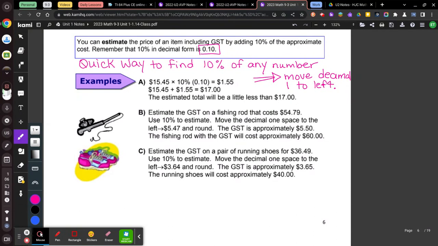So the quick way is to move your decimal to the left once. So if I wanted to estimate 10%, take a look at this. I've got 15.45. That's my number. This is this guy right here. So 15.45. Gage, you need to write this down, please. I'm going to move my decimal 1 to the left. And that is my 10%. So 1.545, that guy rounds up to 1.55.